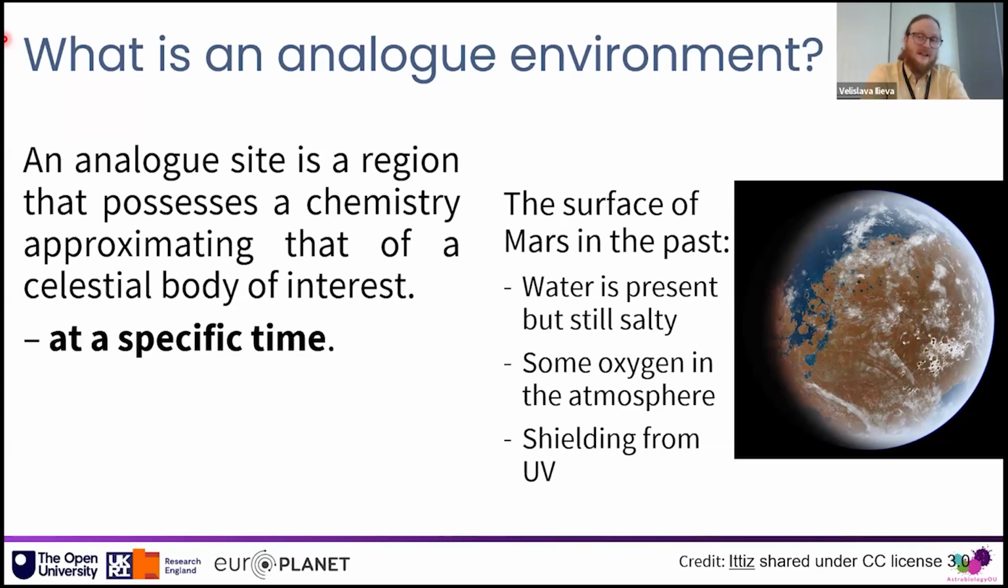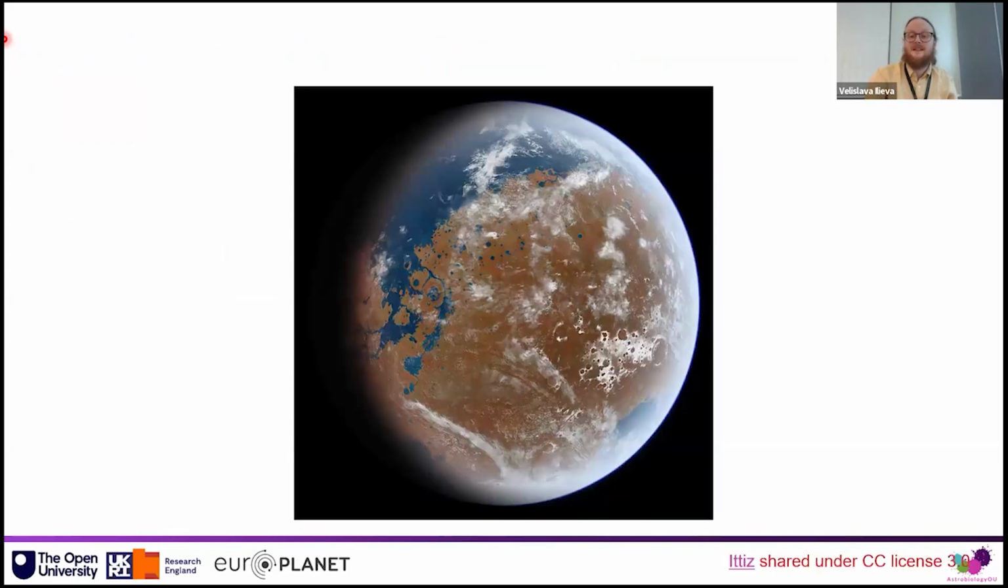There would have been oxygen present in the atmosphere, although again, it's debated whether this would have been oxygen present at greater concentrations, or simply that there was more atmosphere and therefore more oxygen. And then lastly, there would have been shielding from some of the radiation in the atmosphere. So when we're considering analogues, we're considering analogues for these former Martian waters.